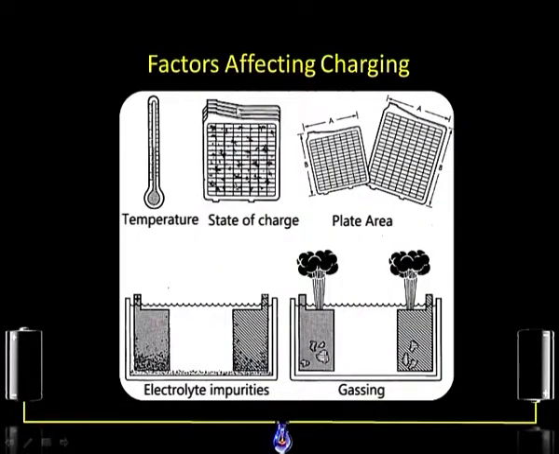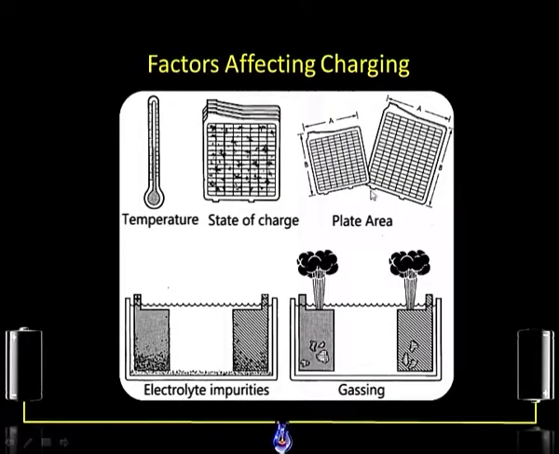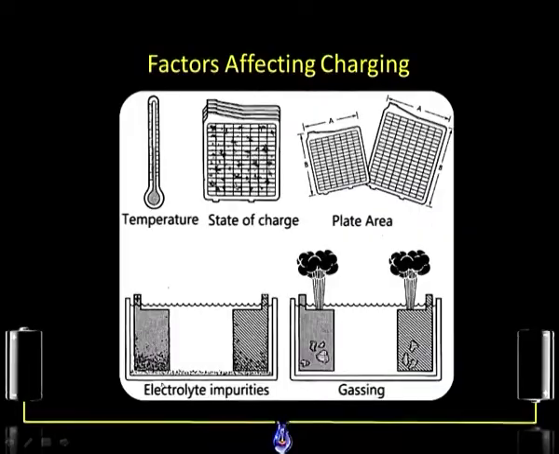Now the state of charge. State of charge means the capability of all the selective atoms, that is active materials, affecting charging of a particular cell or battery. Now plate area. If we increase the plate area, it will take longer time to charge a battery. So we can say the lesser the plate area, the lesser the time for charging. Next factor is electrolytic impurities. As this is the common thing, if impurities are more, any property will discard it.